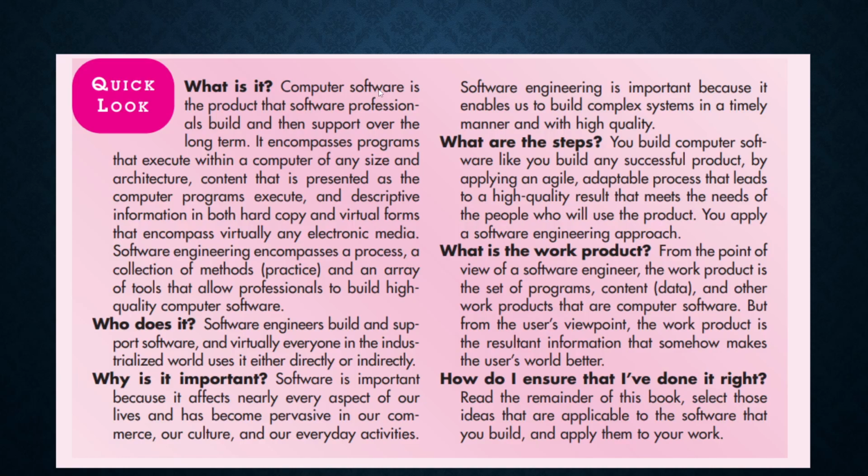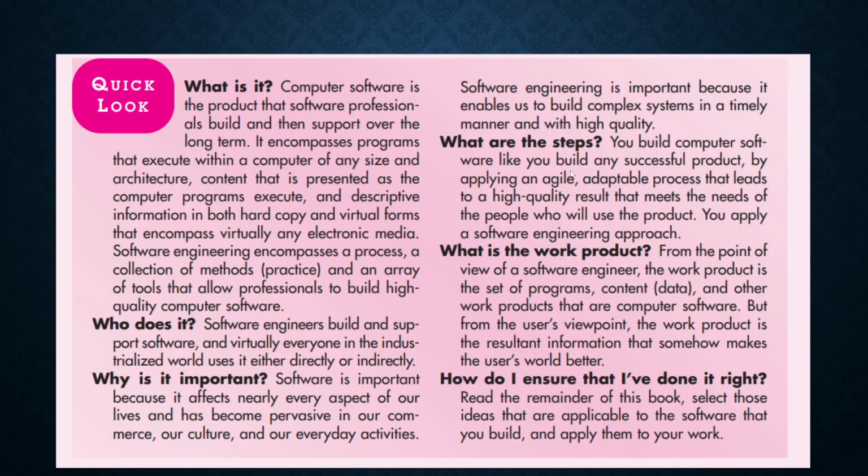So what is computer software? Professionals like us, software professionals, build this software and in the long term we support it so that it is working continuously. So that is what is meant by computer software. Who does it? Software engineers. They build and support the software, and virtually everyone in the industry will use it either directly or indirectly. Third one, why is it important? Because today there is no life without apps. We cannot live without using some app every single day. So it has become a very important part of our life, even for our daily activities.